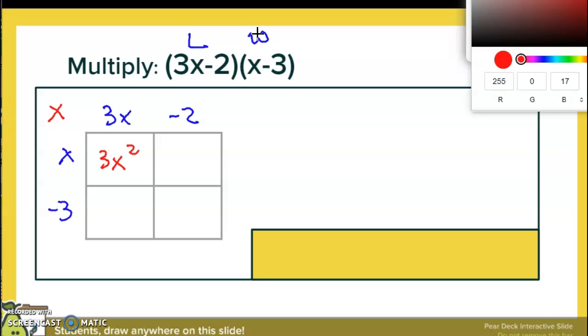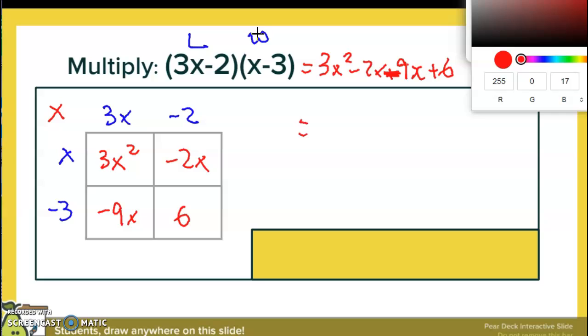-2 times x is -2x. And then 3x times -3 is -9x. And -2 times -3 is +6. Okay, so now we have this is equal to, okay, we have to add all the different parts. That's going to be 3x squared minus 2x minus 9x plus 6.